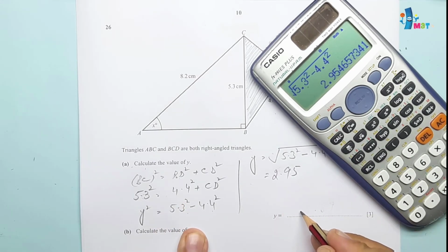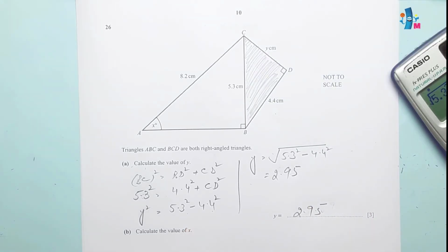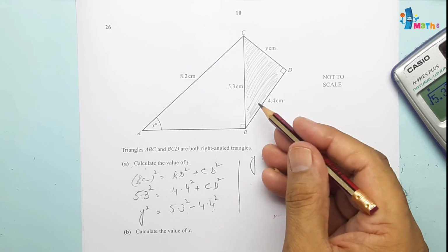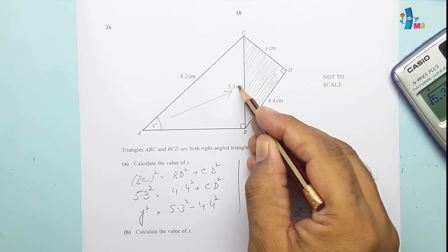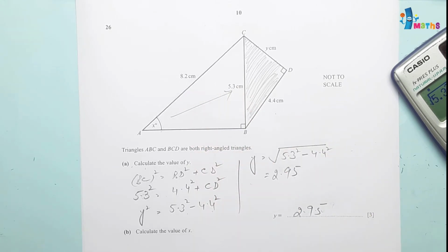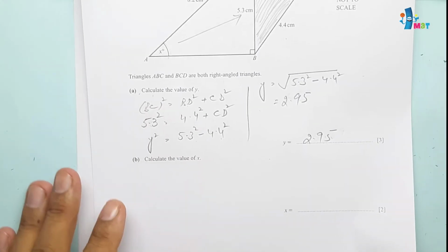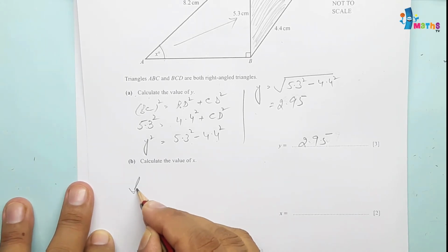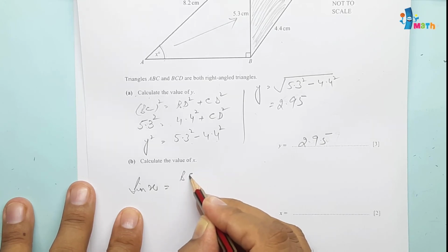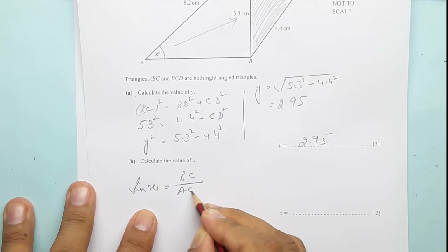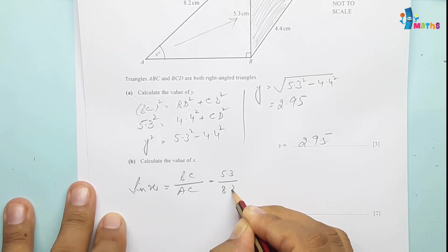2.95. This will be the y value. Calculate the value of x. Now the value of x is this angle. So this is opposite over hypotenuse, and opposite over hypotenuse is basically sine. So I will write sine of x is equal to BC over AC. Opposite over hypotenuse. BC is 5.3 and AC is 8.2.